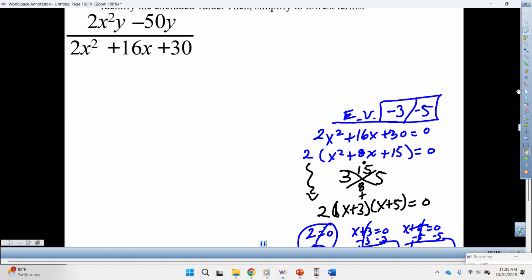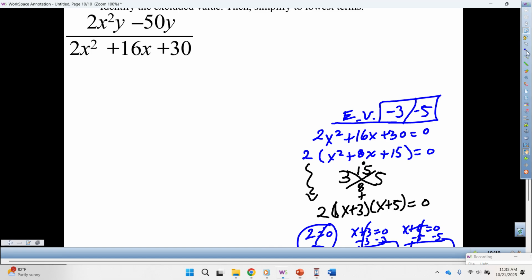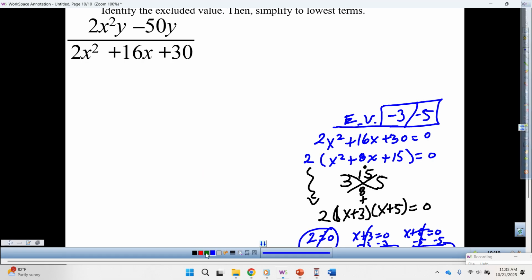So question. Look at the expression. Which one do we have the factors already for? Tell your neighbor. Which one do we already have factors for? The bottom. Where are they at? Oh, right here, Mr. Q. We did that earlier. So therefore, 2 times x plus 3, x plus 5.